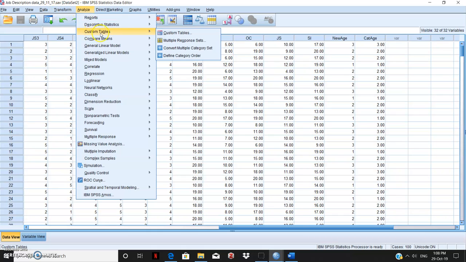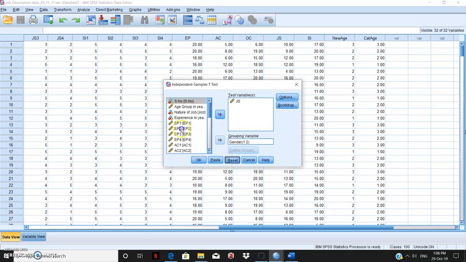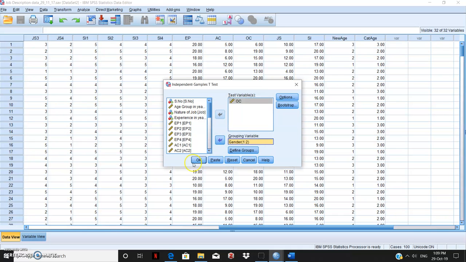So again, once again I am trying to show you compare, analyze. Compare means independent sample t-test. You have to reset everything, otherwise you won't be able to do. Then I am going to take the composite score for organizational commitment and I take gender here and then I define the groups as 1 and 2. I continue and I say okay.